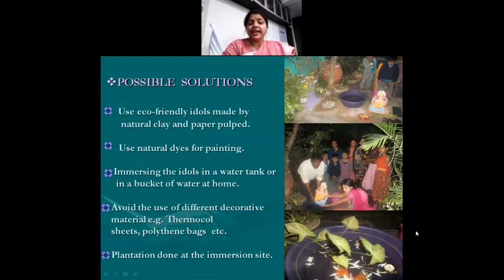And lastly, these are some possible solutions. Use eco-friendly idols made of natural clay and paper pulp. Use natural dyes for painting. Immerse the idols in a water tank or a bucket of water at home, and avoid the use of different decorative materials used during the festivals, that is thermocol sheets, polythene bags, etc.